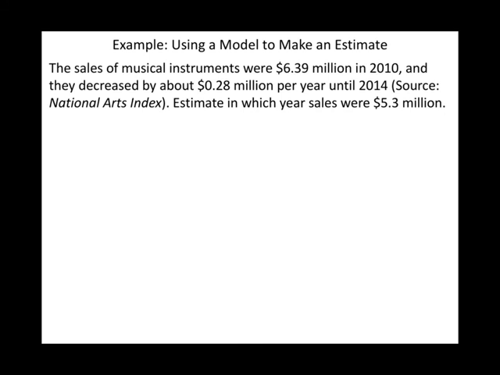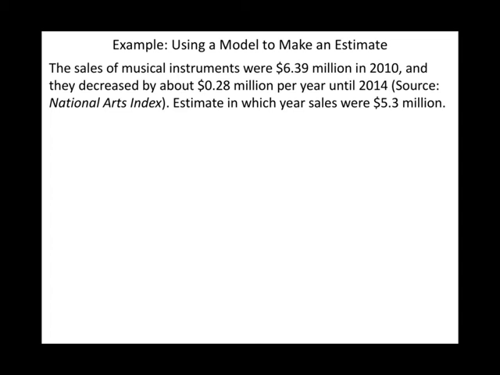Okay, example, using a model to make an estimate. The sales of musical instruments were 6.39 million in 2010, and they decreased by about 0.28 million per year until 2014. So this means every year they will decrease 0.28 million until 2014. Estimate in which year sales were 5.3 million.